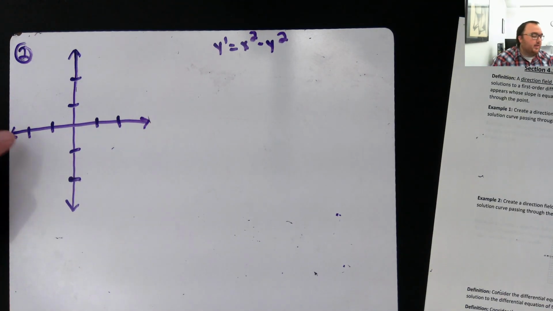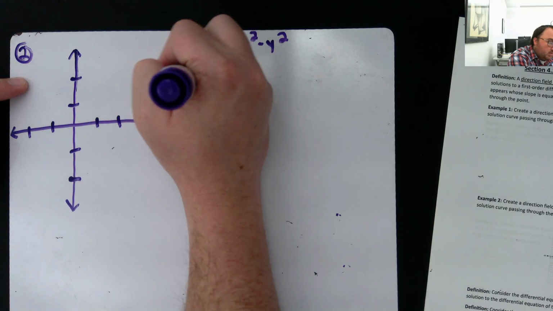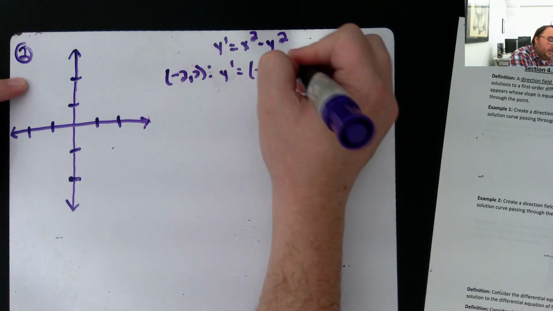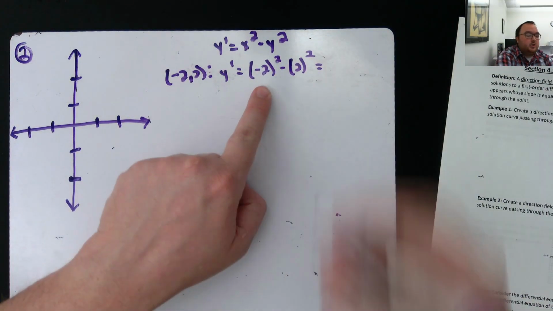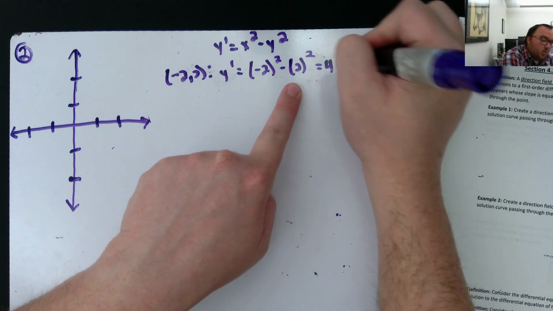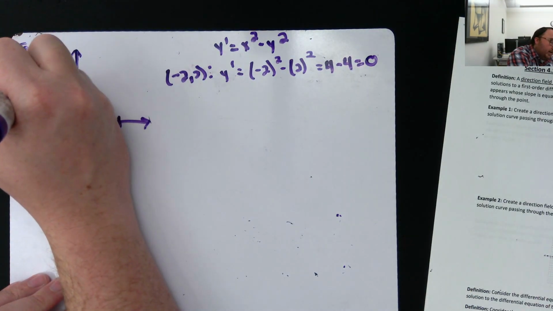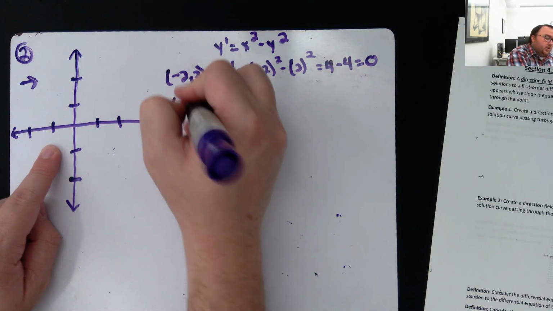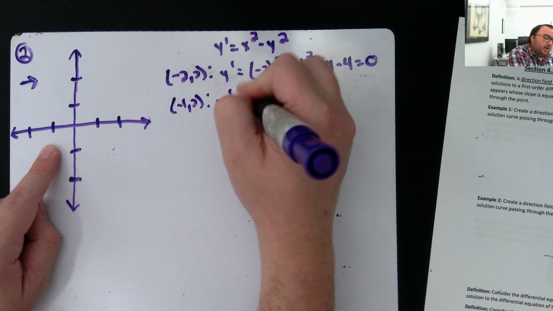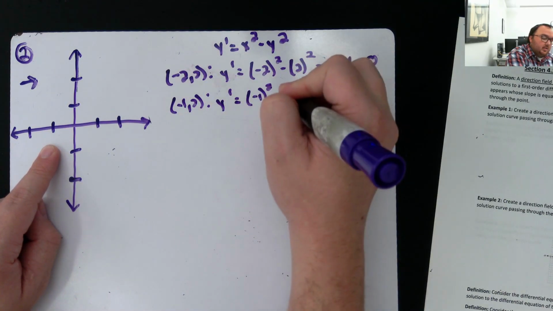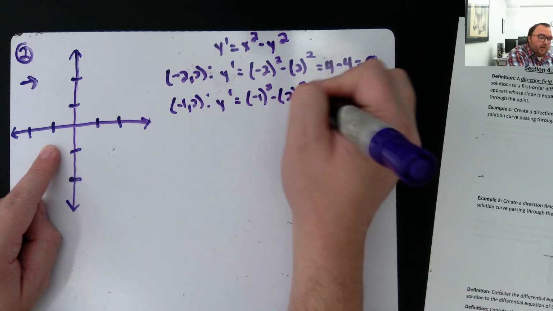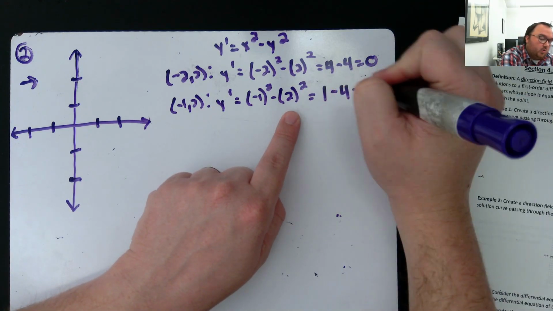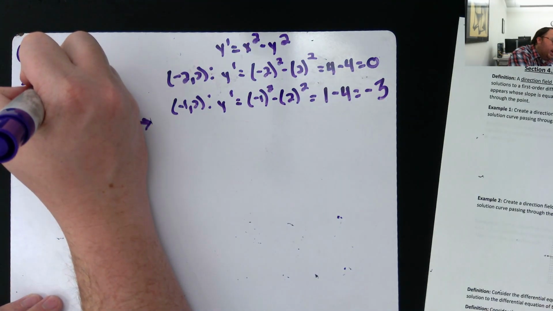This first point, negative 2, 2. So y prime there is going to be negative 2 squared minus 2 squared. Negative 2 squared is 4, minus 2 squared is 4, so 0. This is a straight line. Next point is negative 1, 2. Y prime is going to be negative 1 squared minus 2 squared. Sorry, brain lapse for a second. Negative 1 squared is 1, minus 2 squared is 4, so negative 3. So that line's pointing down.